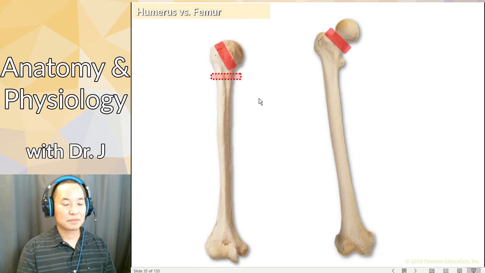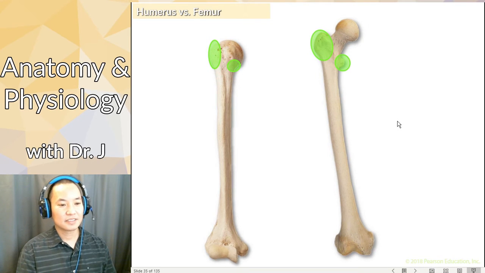And then I remember that the humerus has two necks as well. So you have an anatomical neck, but it has a surgical neck. And remember that surgical neck is the one neck that's more likely to be broken than the anatomical neck. So again, the humerus has two necks. And then instead of these small bumps, these tuberosities in the humerus, you have the much bigger trochanters in the femur. So that's another dead giveaway.